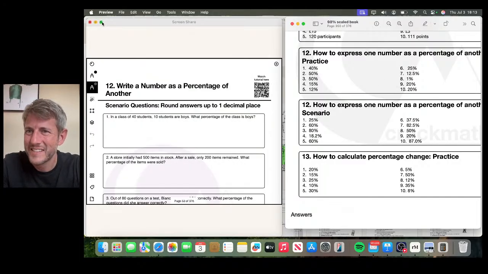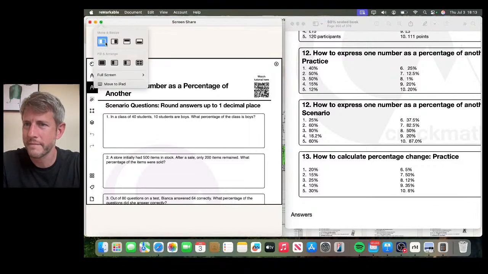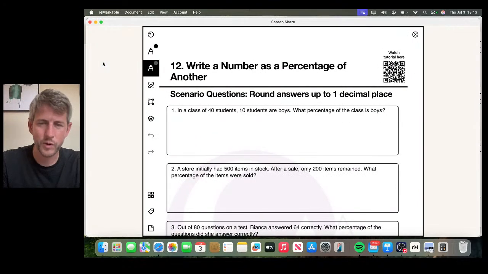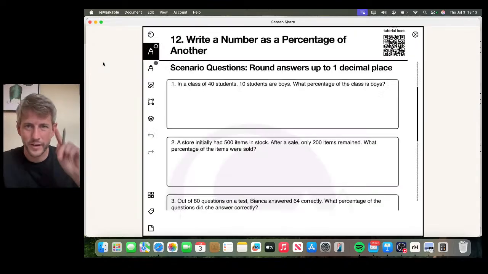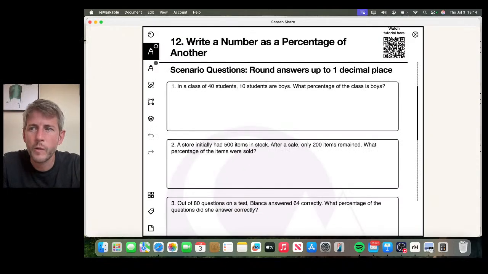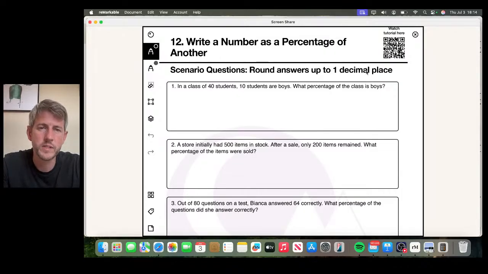Okay, right, let's go back to here, and then we'll go to large again. Right, so here we go. We've got the scenario questions this time, so I need to make sure I read them out loud so that they make sense. Let's do the title first. Write a number as a percentage of another. Scenario questions, round answers up to 1 decimal place. Okay, and then here we go.